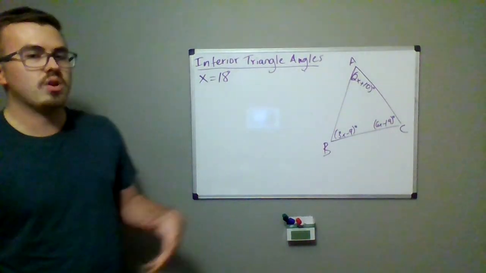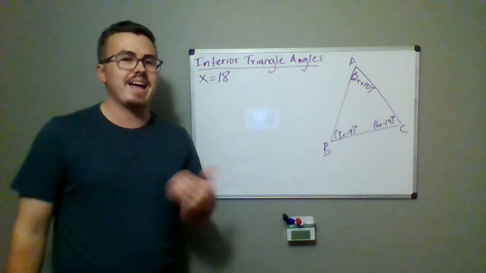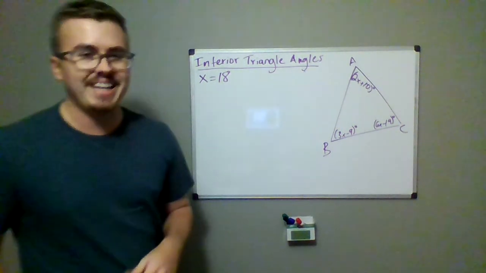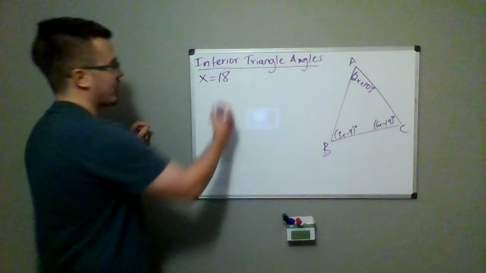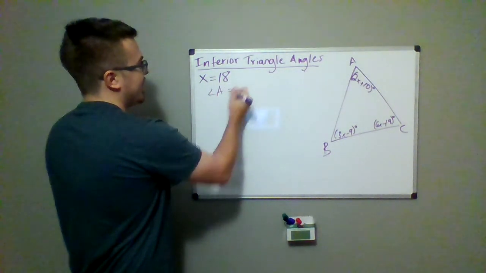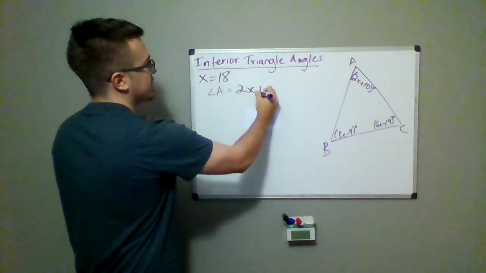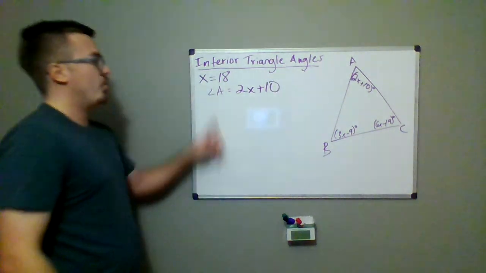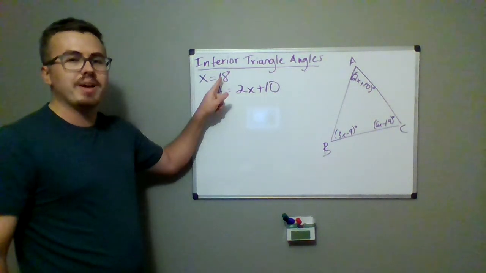All right, so we left off by saying that x was equal to 18. Now we're going to find each of our angles in that triangle. So angle A is equal to 2x plus 10. So in order to figure out angle A, what do we have to do with 18?